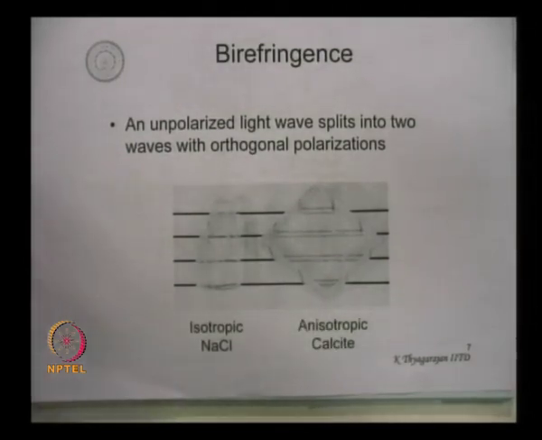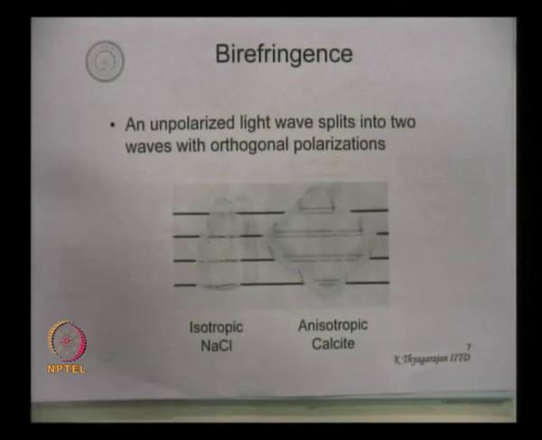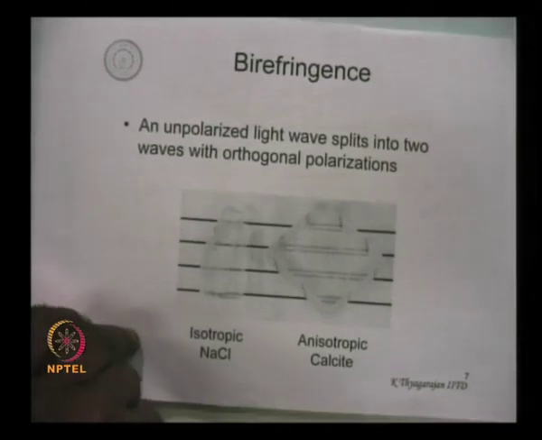The refractive indices of the crystal are different for the ordinary and extraordinary waves. So, the refraction inside the crystal and refraction outside the crystal is different, giving you two images, and that is called birefringence, because there are two refractive indices. This particular property is used in constructing many polarization devices like half wave plates, quarter wave plates, and so on.